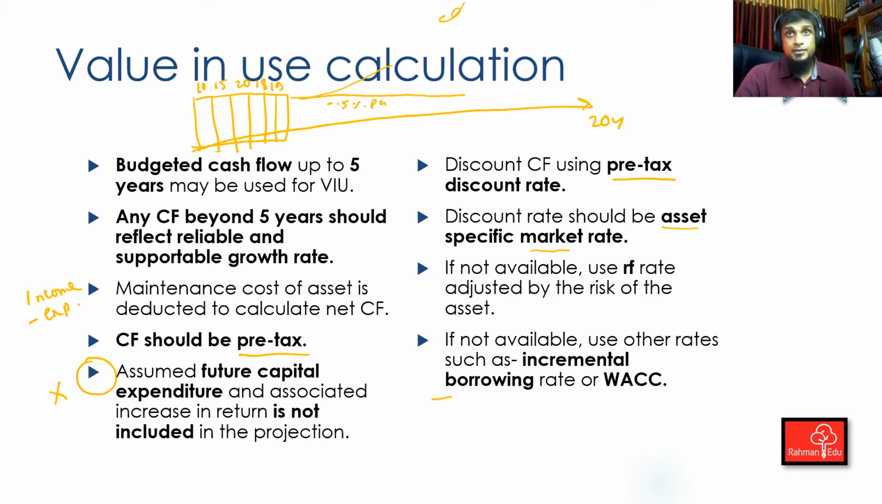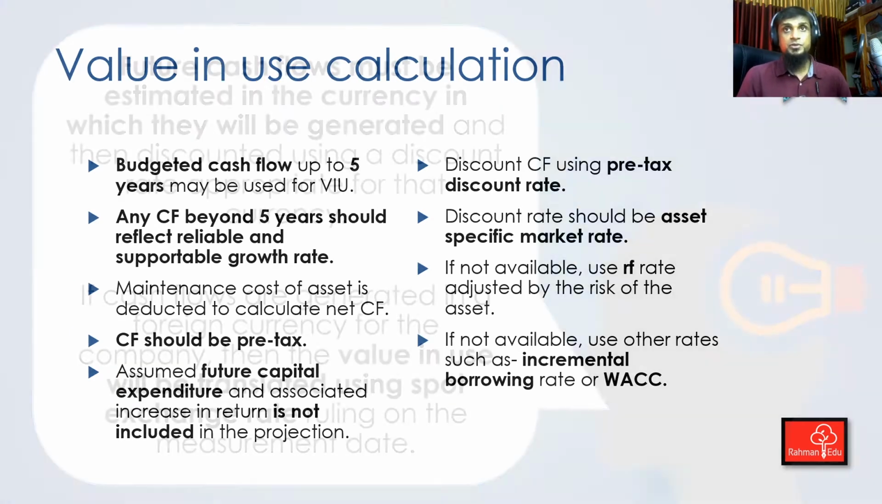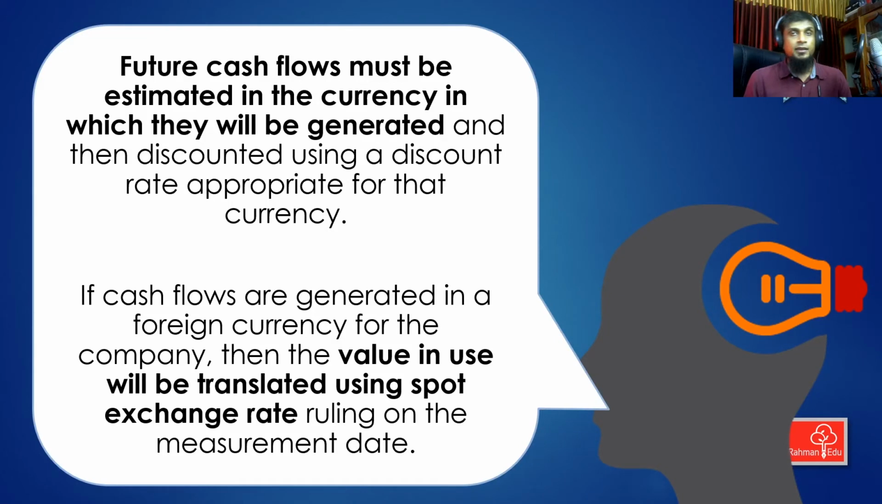All right, now we will talk about some other issues here. Currency issues or country issues. Say Asif is from New Zealand, and Asif has an asset in Bangladesh. What to do with that asset, Asif? The cash flow prediction of your asset needs to be made in BDT, not in New Zealand dollars. So make a BDT cash flow projection.